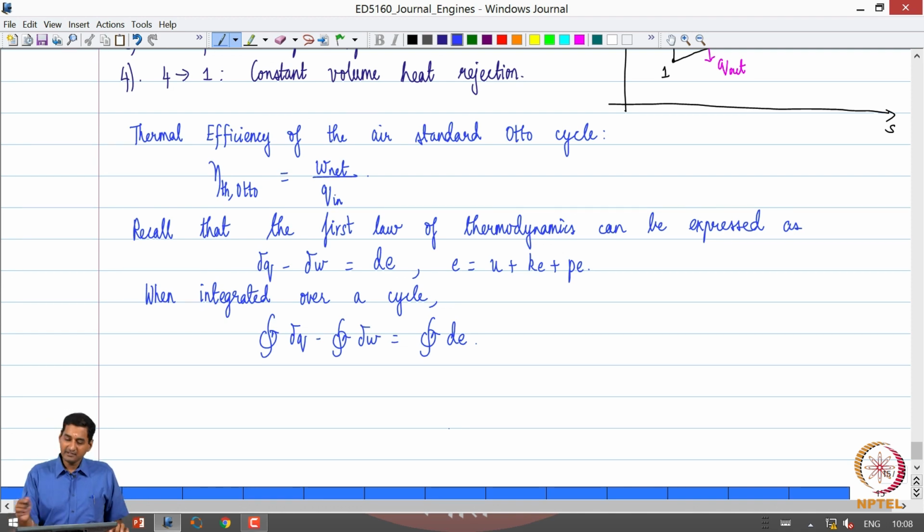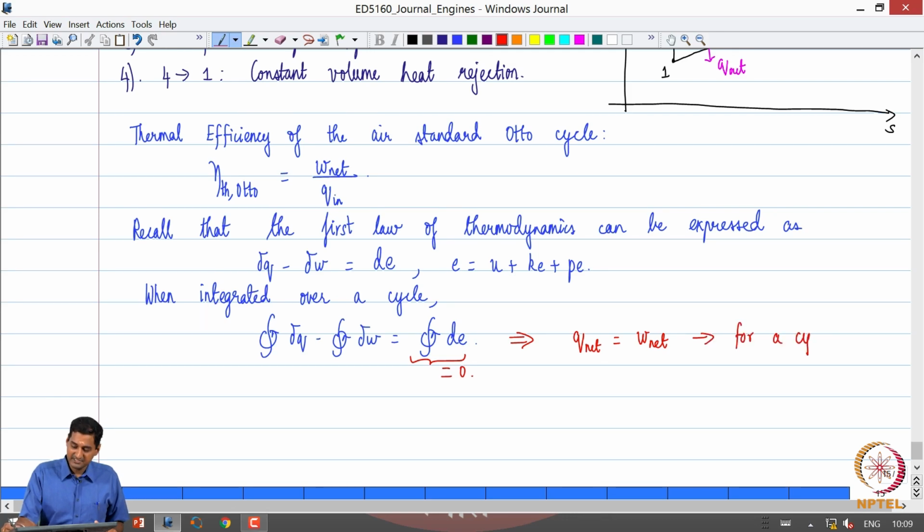So, if I integrate over a cycle, what is going to happen to this integral over a cycle of dE? This is going to become 0, right, because we end up at the same initial state. Since it is a path independent quantity, it only depends on the final state and the initial state, and since the 2 states happen to be the same, the net change is going to be 0. So, the net heat transfer is going to be equal to the net work output for a cycle.